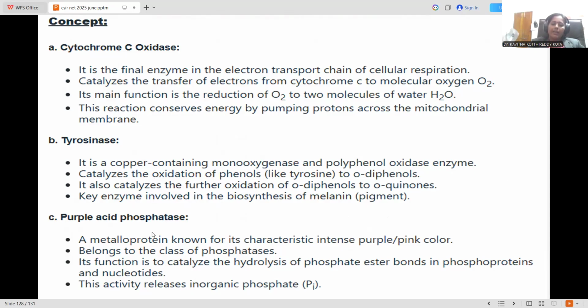Purple acid phosphatase: what activity does it possess? It is a metalloprotein known for its characteristic intense purple or pink color in nature. It belongs to the class of phosphatases. It functions to catalyze the hydrolysis of phosphate ester bonds in phosphoproteins and nucleotides. The hydrolysis of these esters takes place by means of the purple acid phosphatase enzyme. This activity releases inorganic phosphate. So inorganic phosphate will be released by means of this hydrolysis process. This is the way the phosphatase enzyme works.